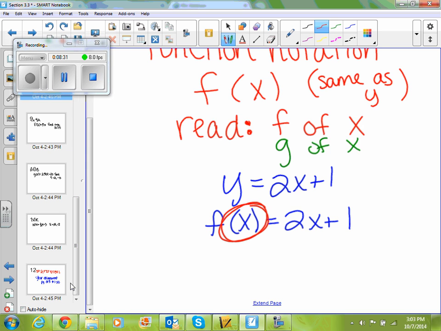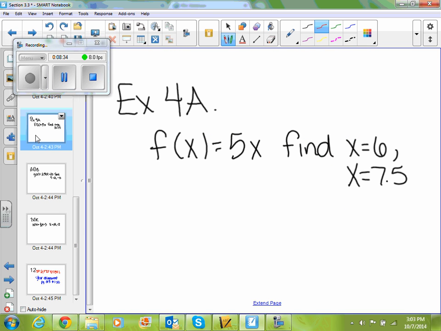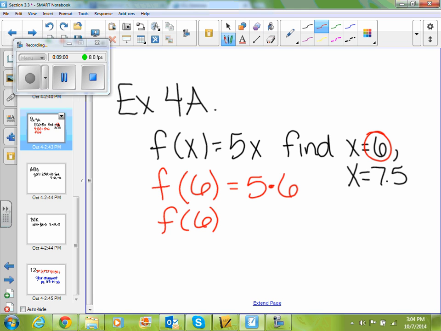So let's do some of those. We're given a function f of x equals 5x, and it asks us to find x equals 6 and x equals 7.5. So I'm going to plug in this 6 everywhere that I see an x. So f of 6 equals 5 times 6. Everywhere that I see an x, I put a 6. F of 6 is just like the same thing as saying y, so it just stays f of 6. And then 5 times 6 is 30. So I know that f of 6 is equal to 30.